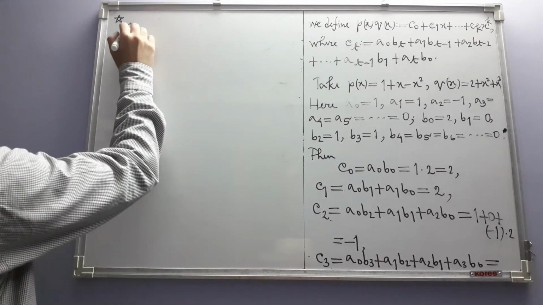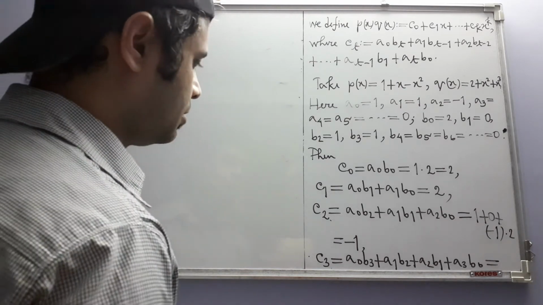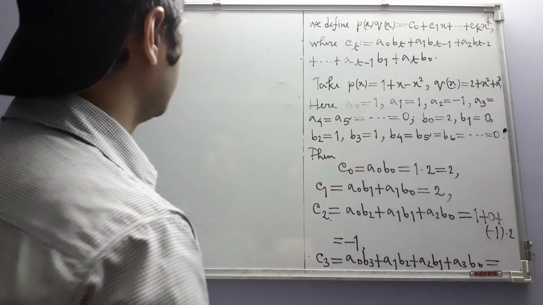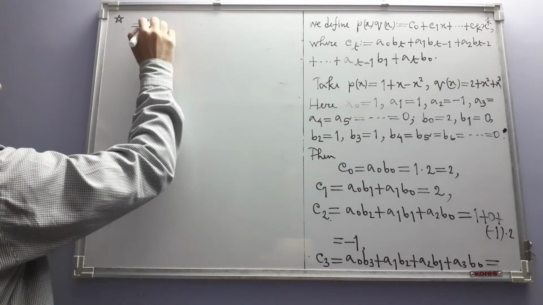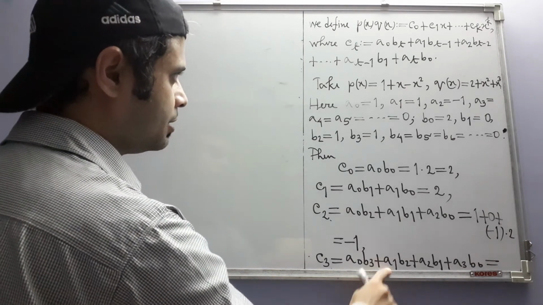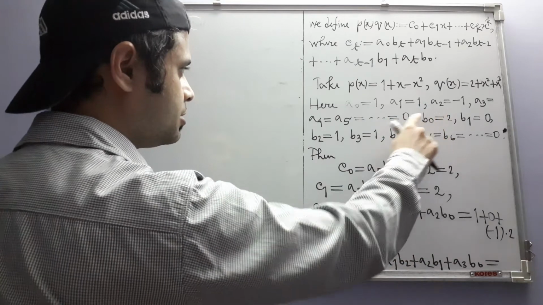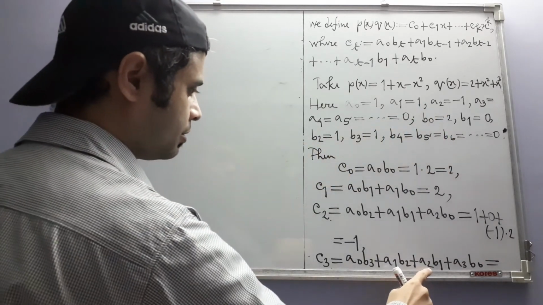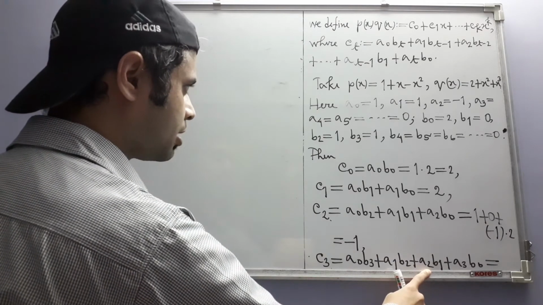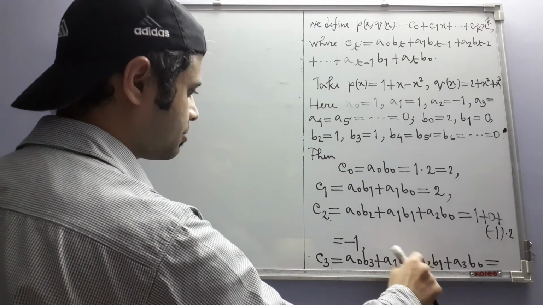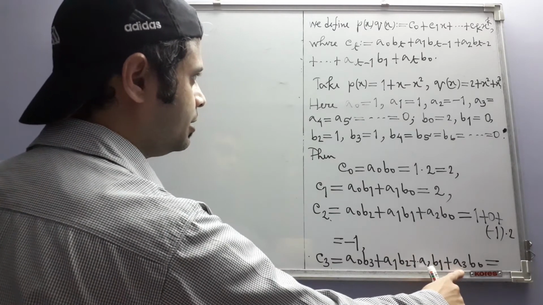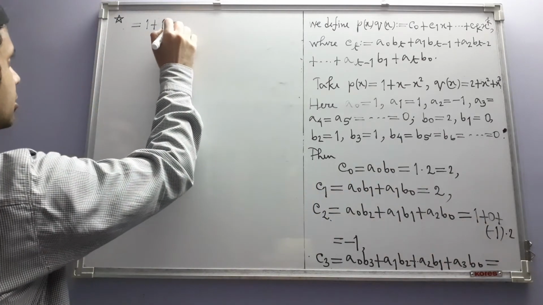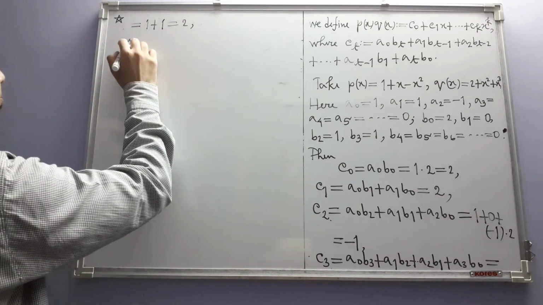So C3 is what? A0 B3. A0 is 1, B3 is 1. So the first term is 1. A1 is 1, B2 is 1. So the second term is also 1. A2 is minus 1, B1 is 0. So this will have no effect. A3 is 0. So this term is also 0. So this is again equal to 2.